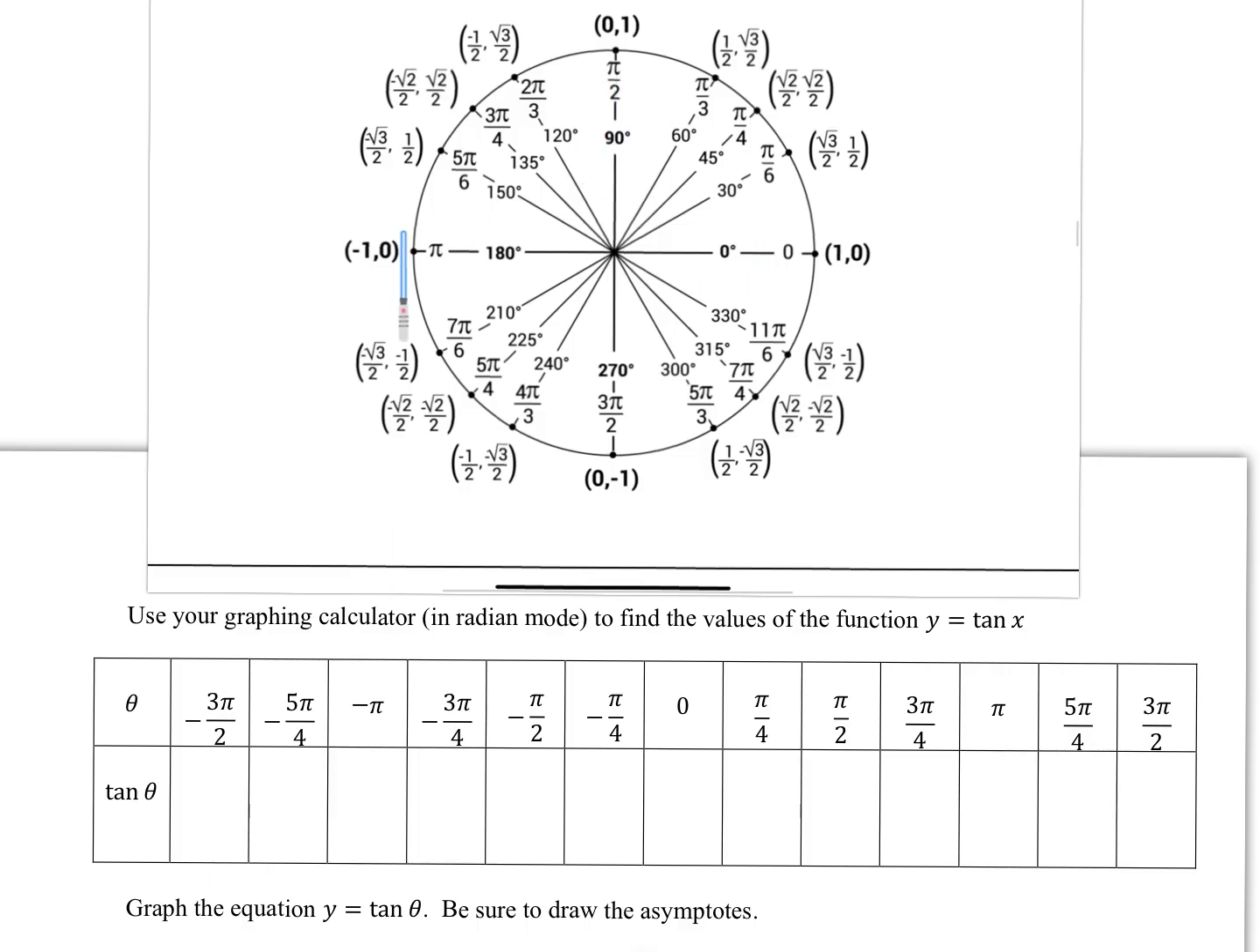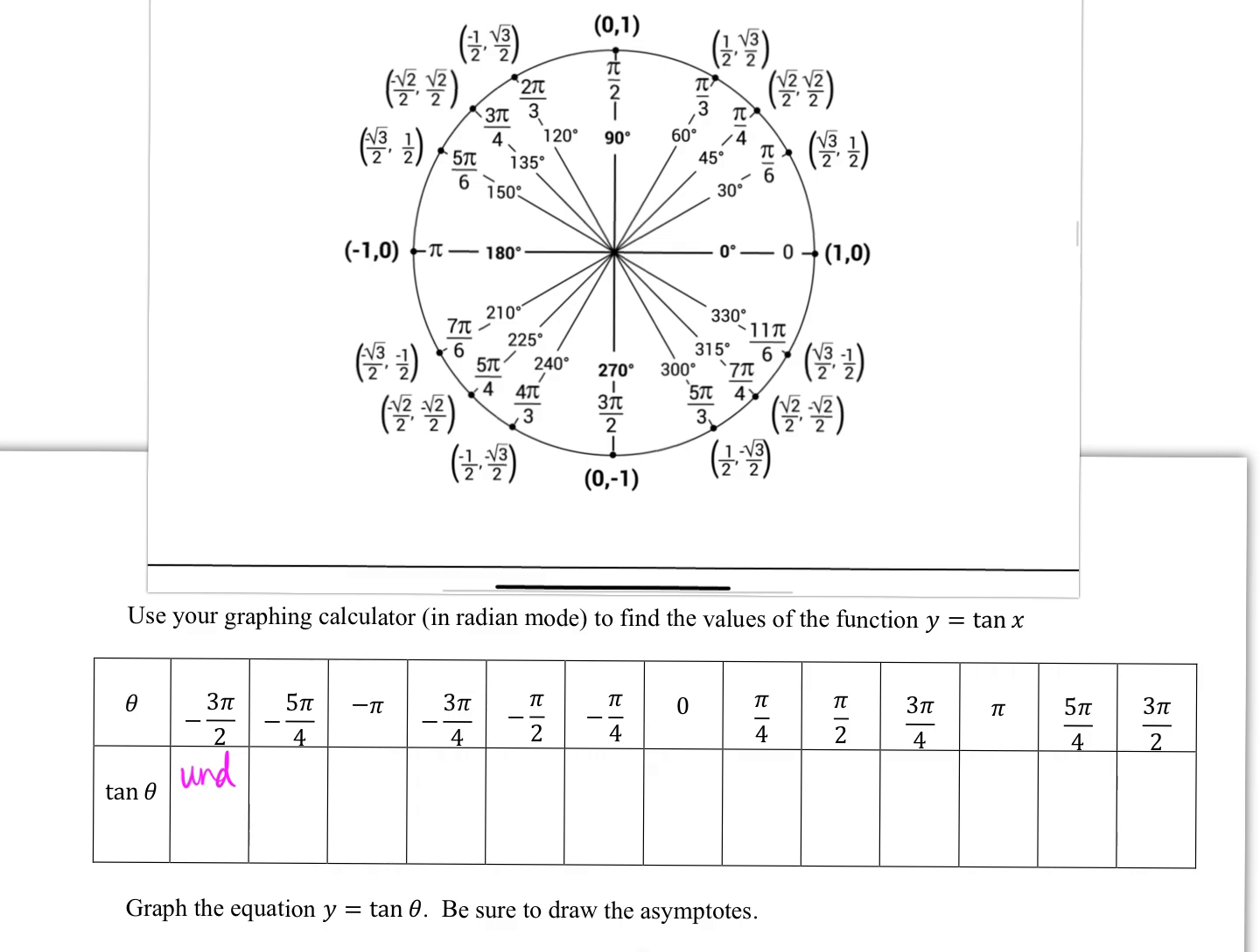You agree positive pi over 2 is 1 pi over 2, and 3 pi over 2 is down here, but negative 3 pi over 2 would be 1, 2, 3 pi over here. Here's negative 3 pi over 2. Tangent is what over what? Y over x. What would be my tangent here? Undefined. Thanks, Chloe. So I'm going to say undefined.